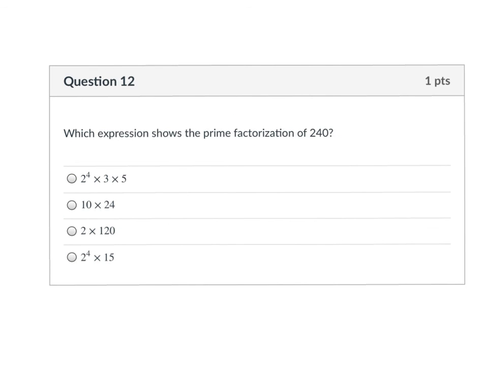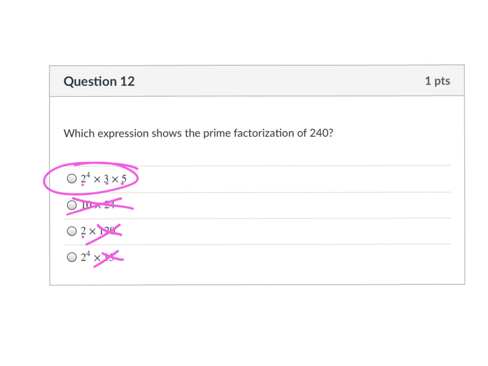Which expression shows the prime factorization of 240? Again, I'm going to eliminate my choices that have numbers that are not prime. So my first option, I have 2, 3, and 5. Those are all prime, so I can keep those. Second choice, 10 times 24. Well, that does equal 240, but those are not prime numbers. My third choice, 2 times 120. Again, that equals 240, but that is not a prime number, so that can't be an option. 2 to the fourth power times 15. Again, 15 is not prime, so this is not the prime factorization of 240.